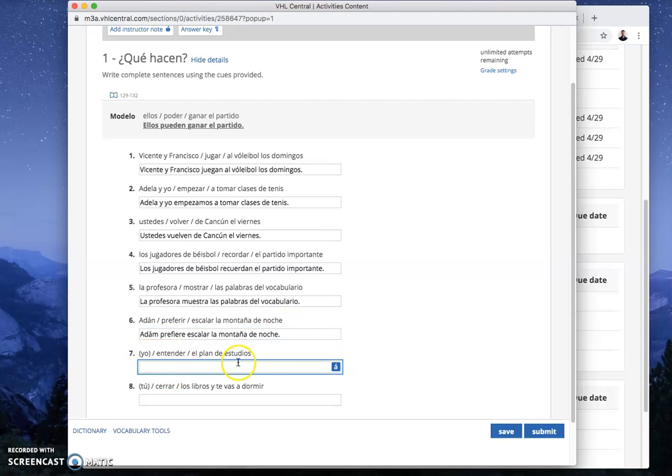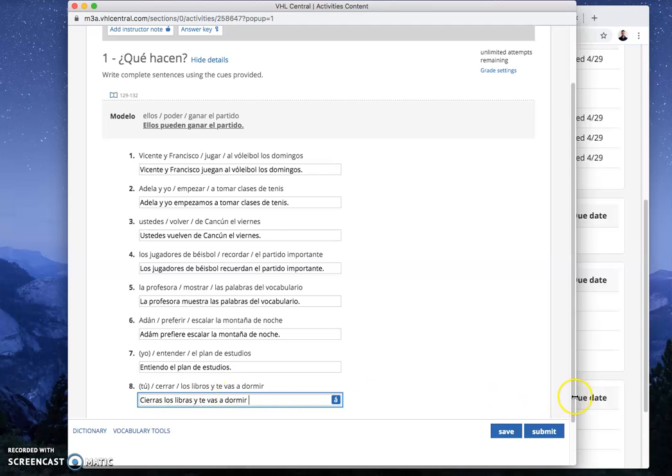Okay, yo entender el plan de estudios. Pause. And we're back. So we don't need the yo, but this is an IE stem change. So we say entiendo el plan de estudios. Excelente. Okay, last one. Número 8. Cerrar los libros y te vas a dormir. Pause. And we're back. So again, we don't need the tú. This is an IE stem change. So we say cierras los libros y te vas a dormir.